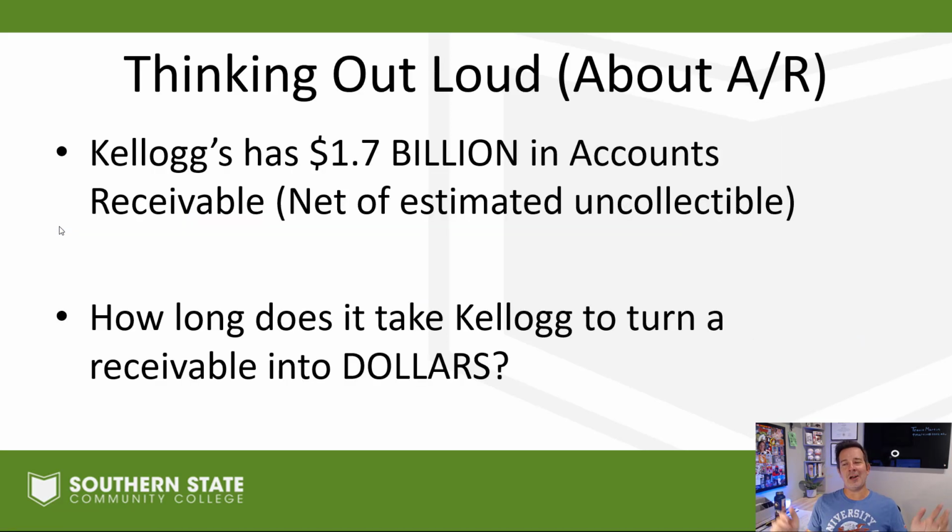So thinking out loud about AR, Kellogg's, as you saw, had $1.7 billion in accounts receivable, net of estimated uncollectible amounts. Meaning that Kellogg's has sold product to the tune of $1.7 billion to their customers and said, hey, you can pay us later on, whether it be in 30, 45 days, 15 days, who knows. In any event, they've extended credit. They've let them buy now and pay later.